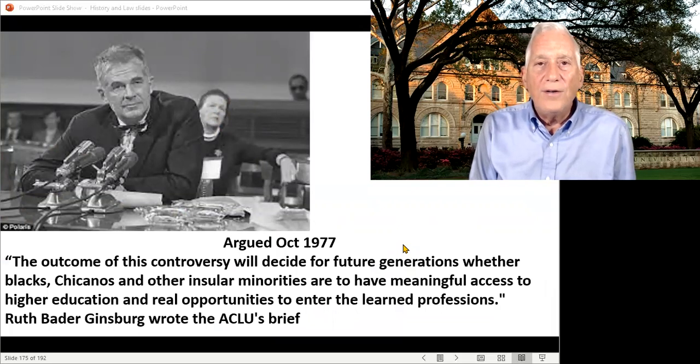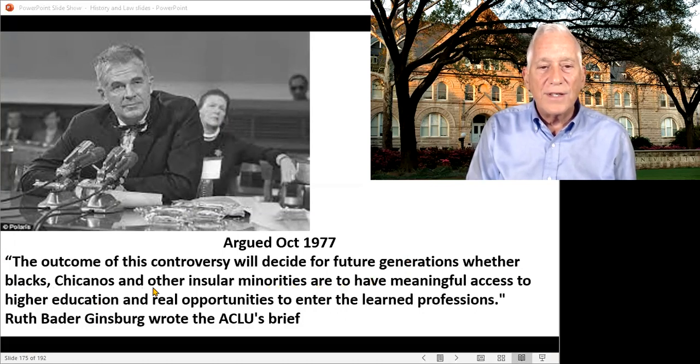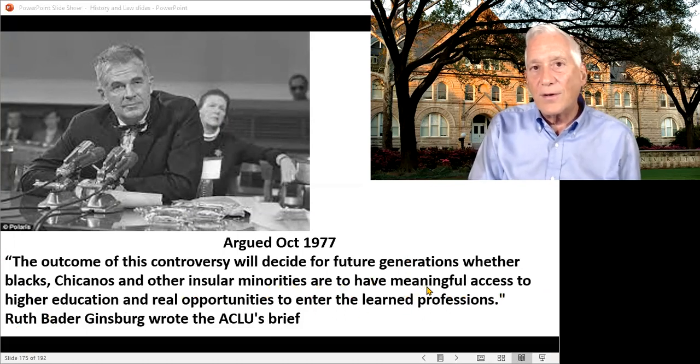The person who argued for the affirmative action for the University of California was Archibald Cox, very famous because he had just been the Watergate special prosecutor, prosecuting Richard Nixon a few years earlier, having been fired then by Richard Nixon. And he argues the case to the Supreme Court. And his basic argument, this is a quote from his brief, which is the outcome of this controversy will decide for future generations whether blacks, Chicanos, and other insular minorities are to have meaningful access to higher education and real opportunities to enter the learned profession.